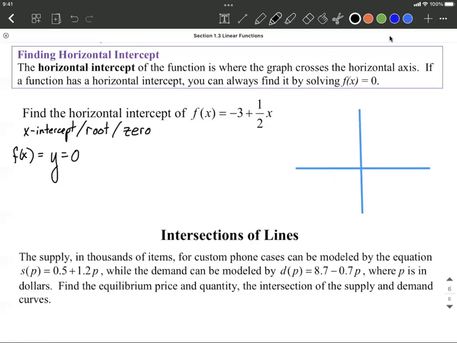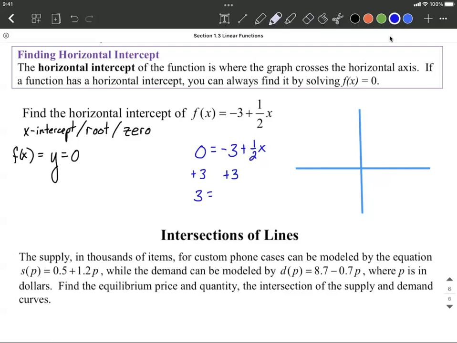So let's give it a shot when we're given this function. It's a nice linear function. So what I'm going to do is replace f of x with 0. And let's think about how we are going to solve this. The first thing I would do is, I have all my x's on one side, I would get all the constant terms to the other side. So in this case, I'm going to add 3 to both sides.